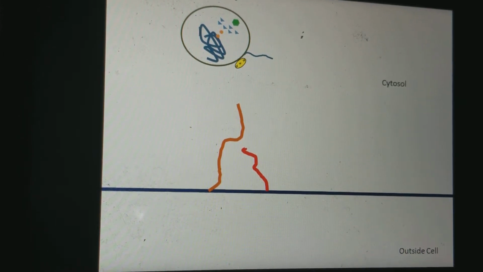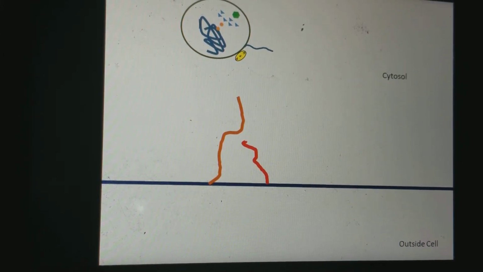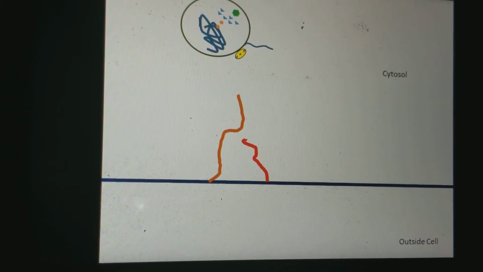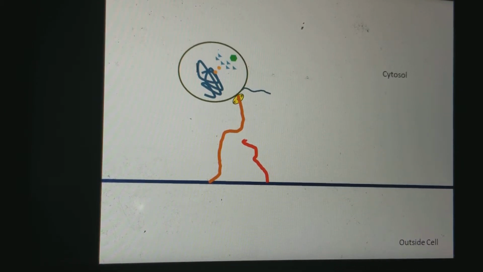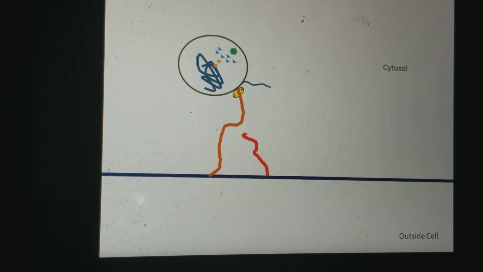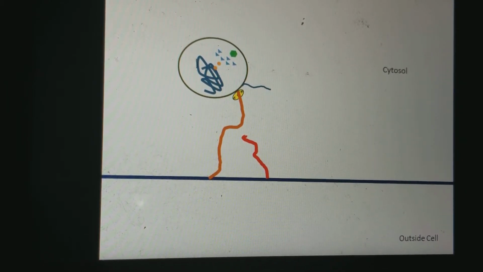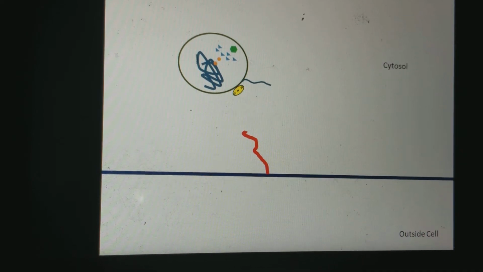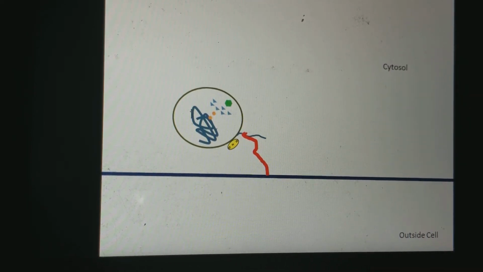After arriving at its designated position, a tethering protein will attach to the RAB on the vesicle. This is called tethering. Afterwards, both the V snare, the vesicle snare, and the T snare attach to each other. This is called docking.